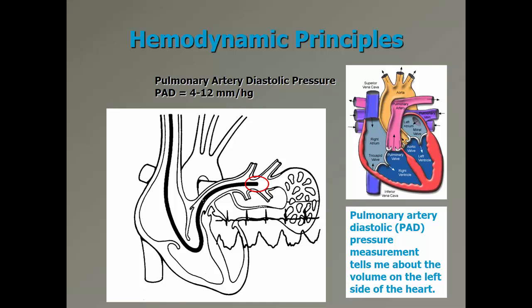Again, inquiring minds, email me if you want to know the physics of all of this. But for all of you, with all the information you have to know, the piece that you need to know is what we have so far. The CVP, I say CVP, you say right atrial pressure, tells me about the volume on the right side. Pulmonary artery diastolic pressure, that's a measurement that tells me about the volume on the left side of the heart.